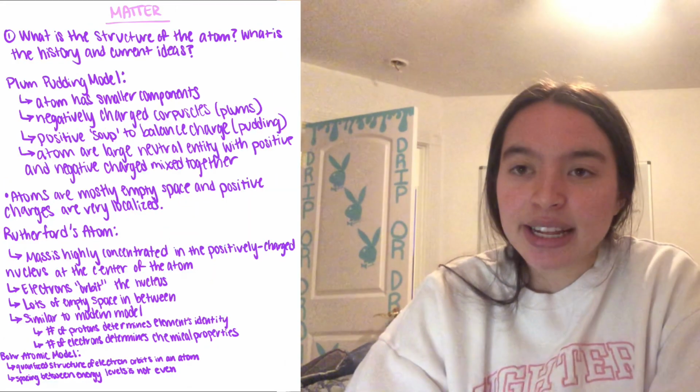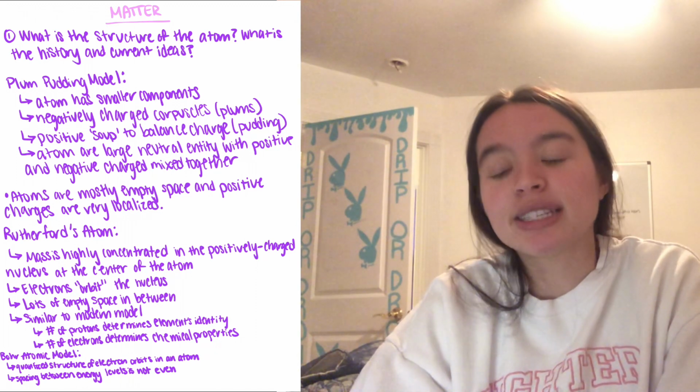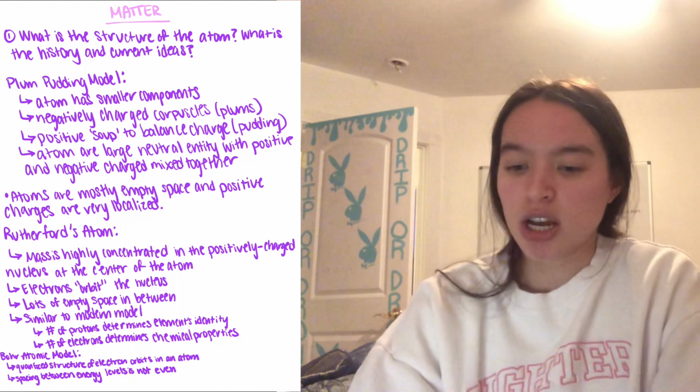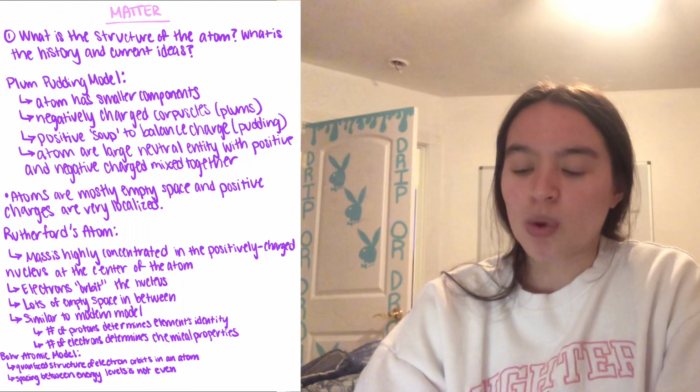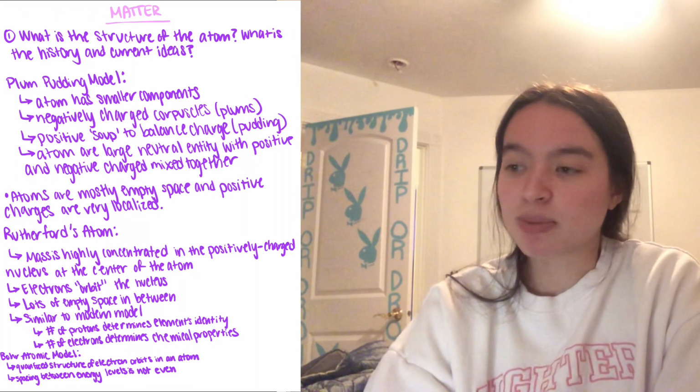Next, we're going to get into the topic of matter. First question, what is the structure of the atom? What is the history and current ideas? So one of the models is the plum pudding model. This is where an atom has smaller components.